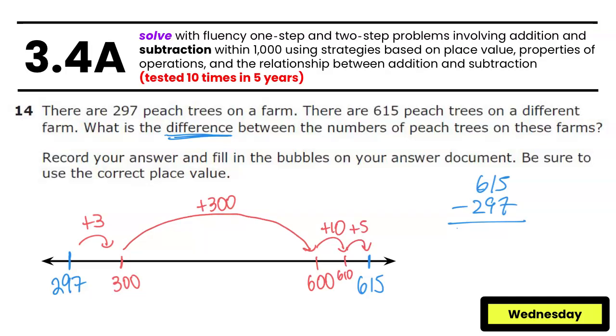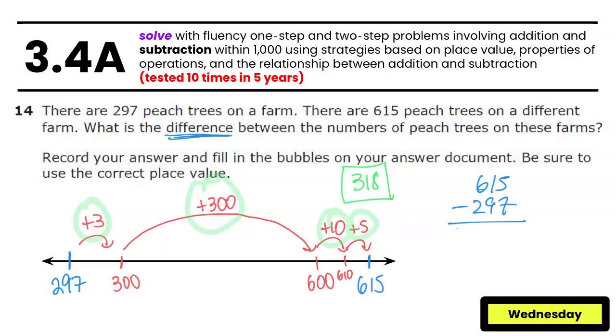And then what we would have them do is add all of their jumps. And so 3, 300, 10, and 5, if we were to add all of those together, then what we would end up getting is 318, which is the final answer to this problem.